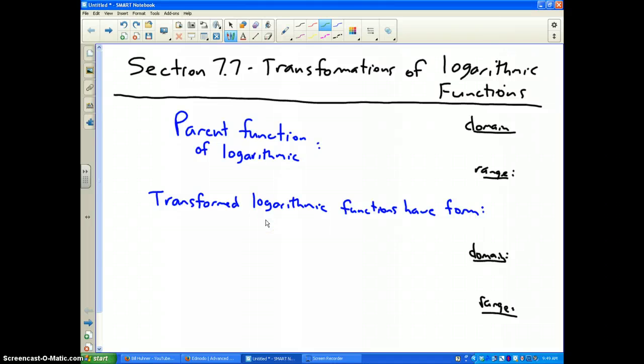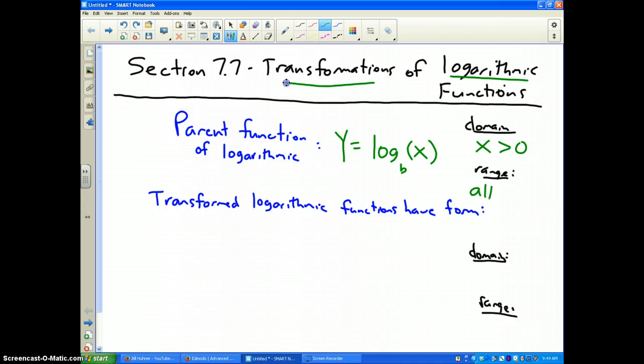The last part of section 7.7 deals with transformations of logarithmic functions. So let's talk about this particular topic. First of all, the parent function of all log functions is y equals log base b of x. That's the parent function. And if you recall from our earlier discussion on logs, the domain is always x is greater than 0, and the range will always be all real numbers.